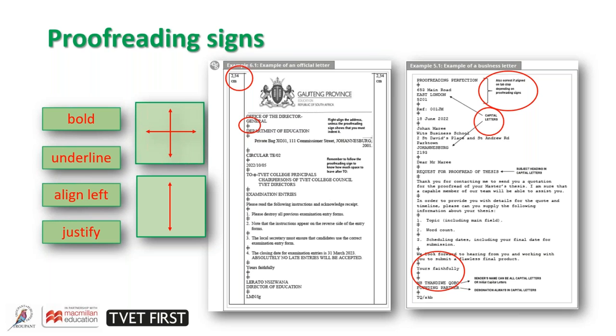Office data processing is based on three legs. Number one, program work. Number two, typing rules. Number three, proofreading signs. If a student knows these three, I can give them any document in the world and they can type it.